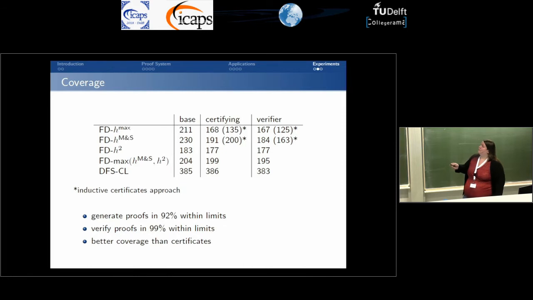The only part where we are doing a bit worse is the merge-and-shrink heuristic, where we could generate a bit fewer proofs, but we can still overall verify more proofs. And by the way, all the proofs that we generated were verified to be correct.